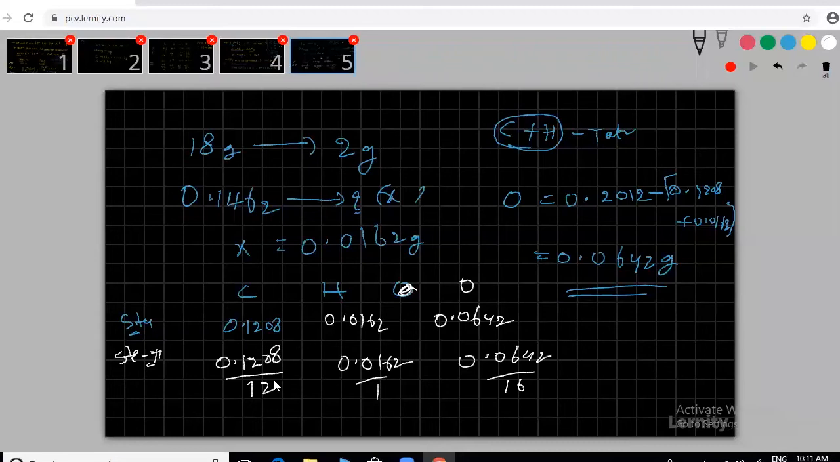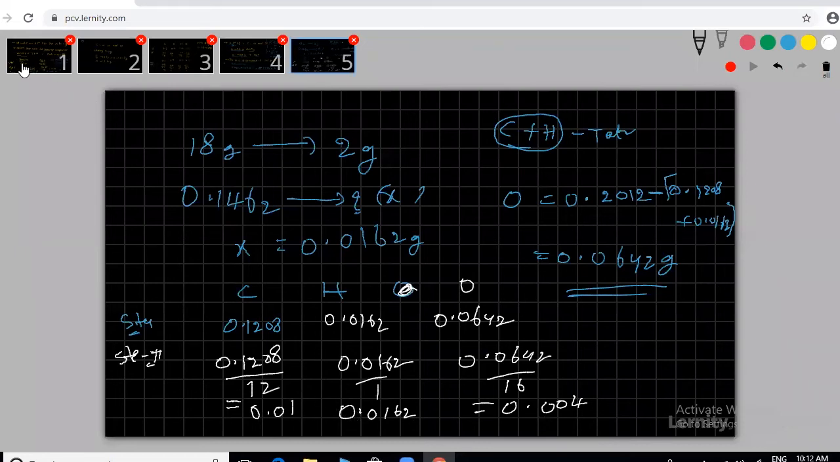By solving this, we'll get approximately 0.01. I think this is 0.0162. Here, sir, this is approximately 0.004, which is the smallest value here. 0.04. Is it correct? We can divide all these values with respect to the smallest value.